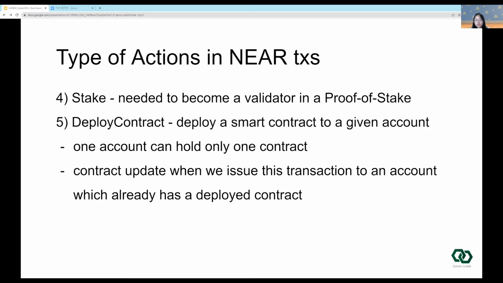Deploy contract action is used when you deploy a smart contract to a given account. An important thing to remember is that one account can hold only one contract, so the contract is uniquely identified by the account name. If we issue this transaction to an account which already has a deployed contract, a contract update will be triggered.